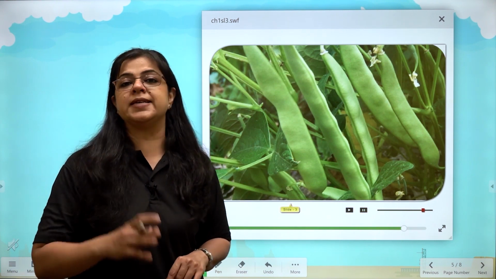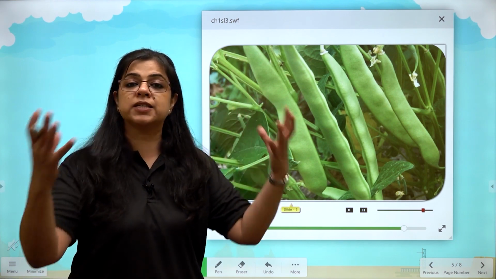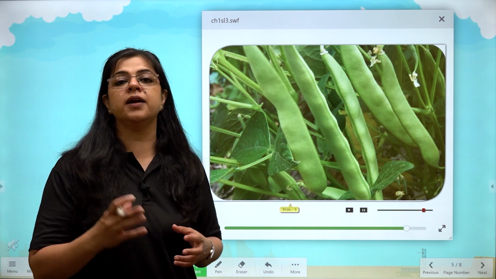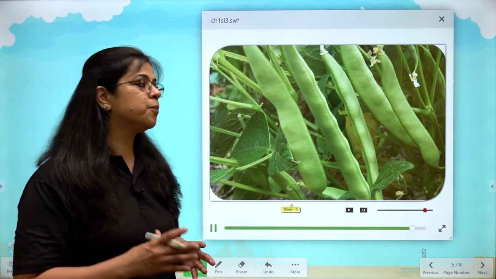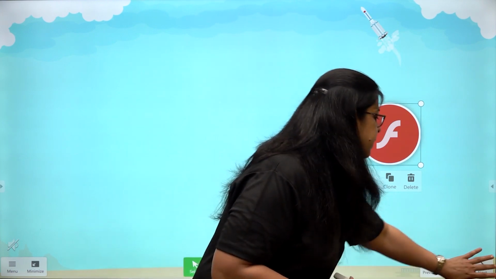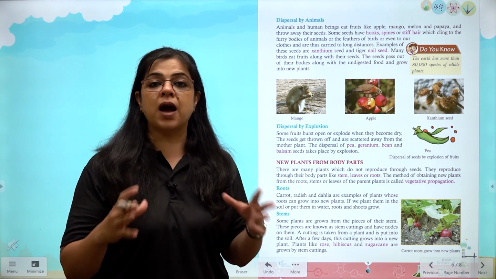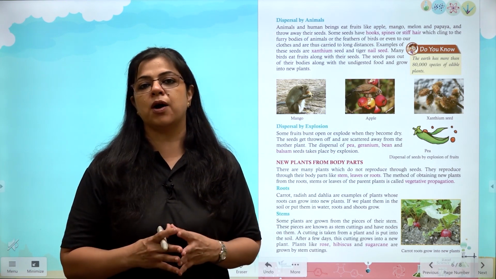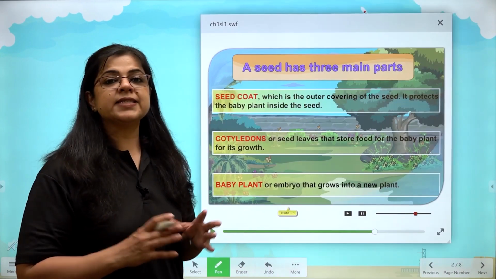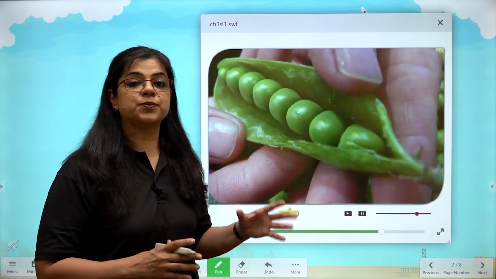Seeds of peas and beans disperse by explosion. The entire fruit explodes and the seeds are spread all around the plant, which leads to growth of new plants. So this was about dispersal of seeds. Dispersal of seeds is very, very important so that the plants continue to get the right amount of air, water, warmth, and space. Inside is the baby plant that grows into a new plant, as we just discussed.